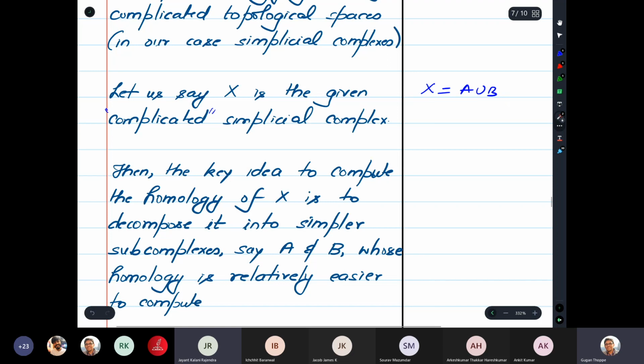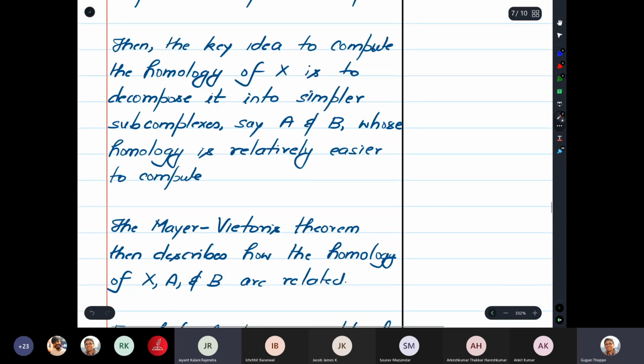And what the Mayer-Vietoris sequence enables us to do is to somehow relate the homology groups of X with the homology groups of A and the homology groups of B. That is the purpose. I haven't yet told you what this Mayer-Vietoris sequence is, but without giving you the details, I have managed to tell you that it's a tool which will help you figure out what the homology spaces associated with X are in terms of the homology spaces of A and the homology spaces of B. Is this okay?